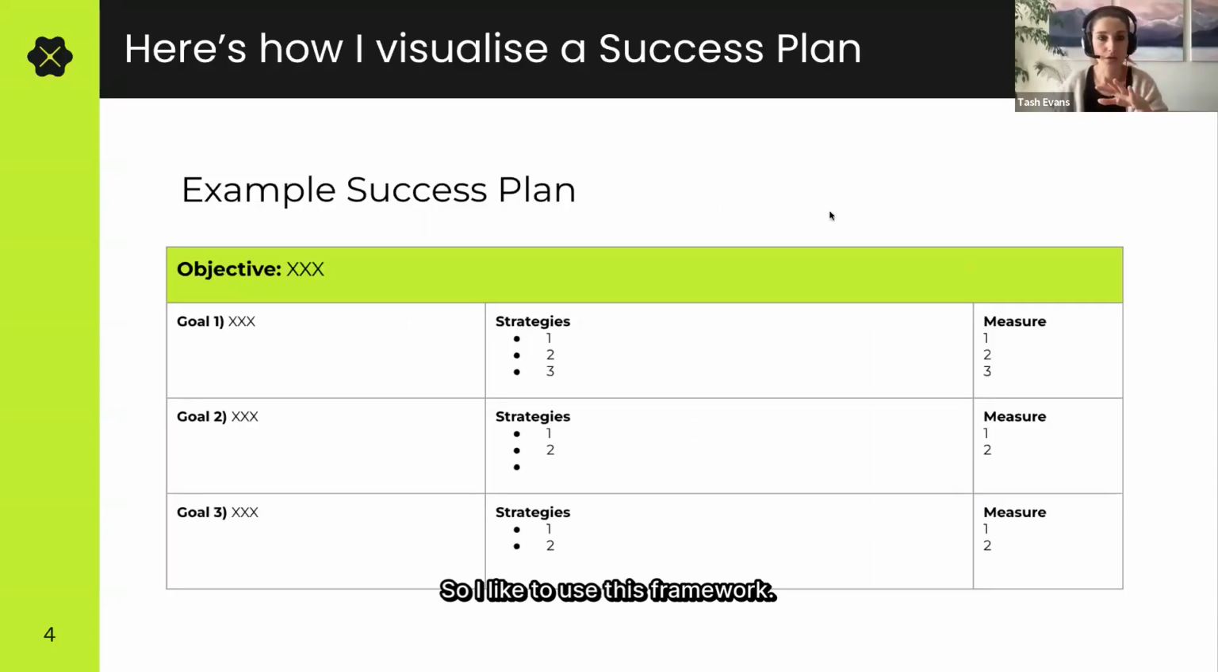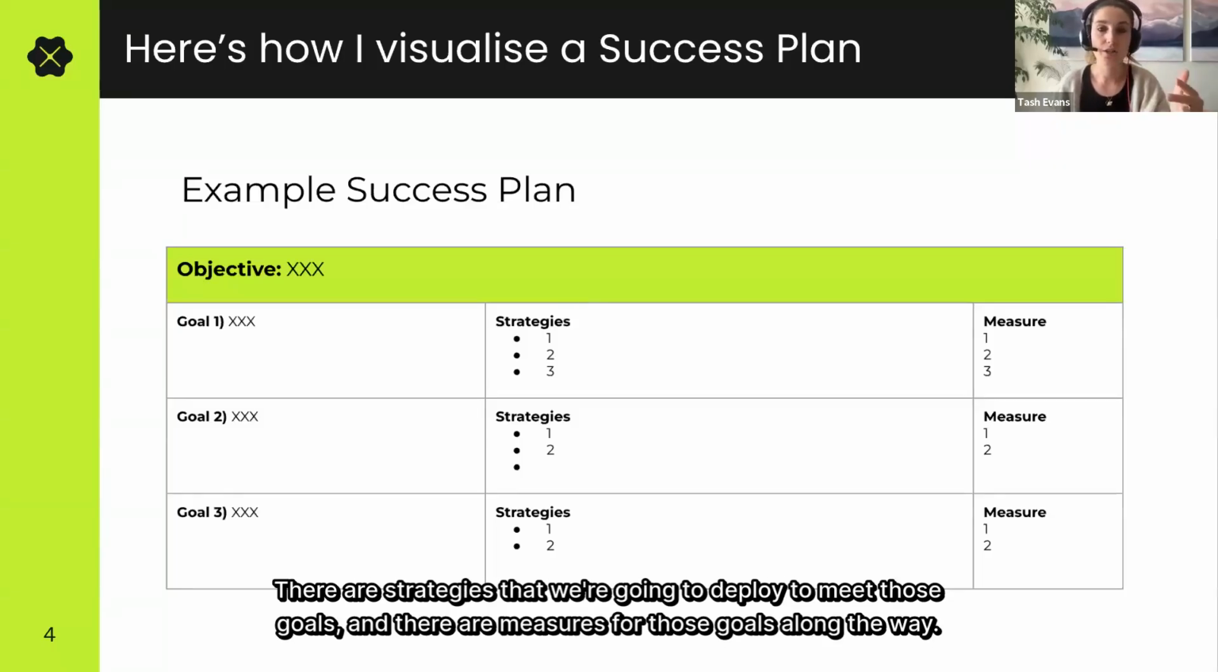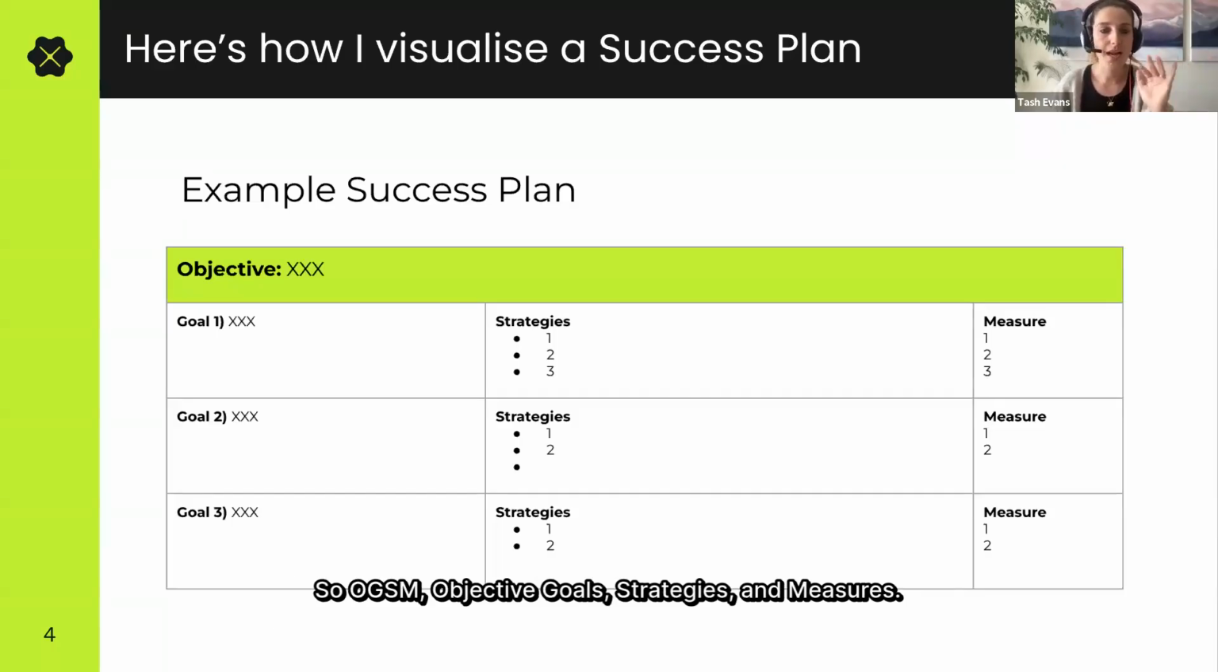So I like to use this framework. It's called an OGSM framework. So you'll notice there's an objective up the top, there's goals that help us meet that objective. There are strategies that we're going to deploy to meet those goals, and there are measures for those goals along the way. So OGSM: objective, goals, strategies, and measures.